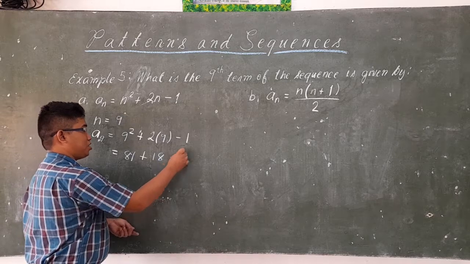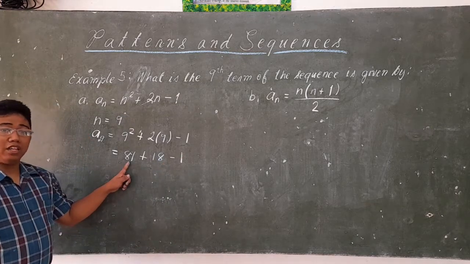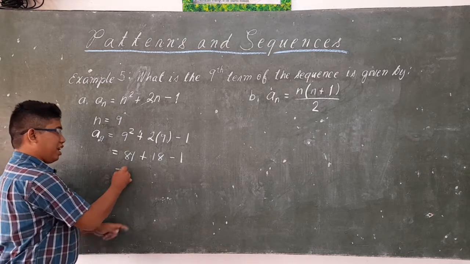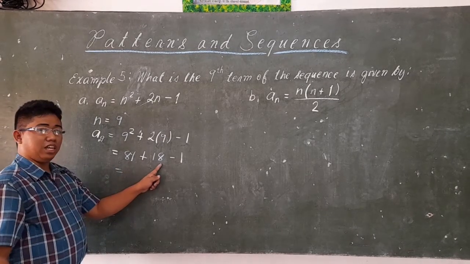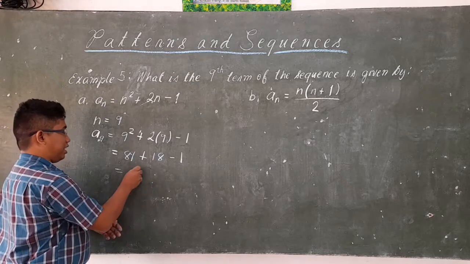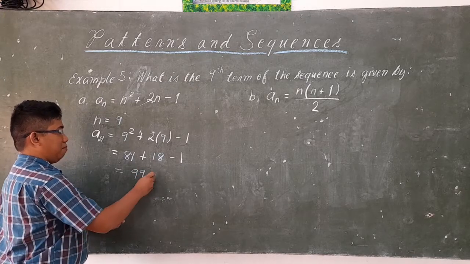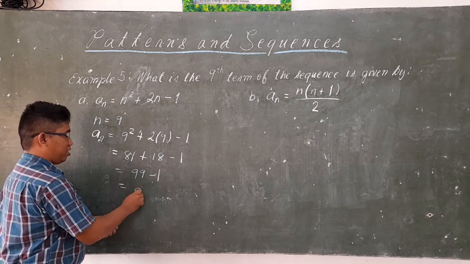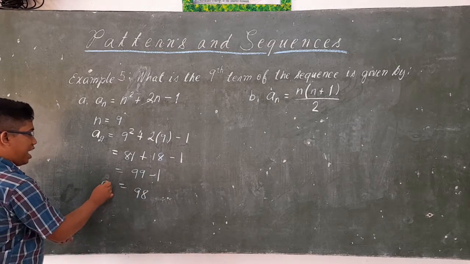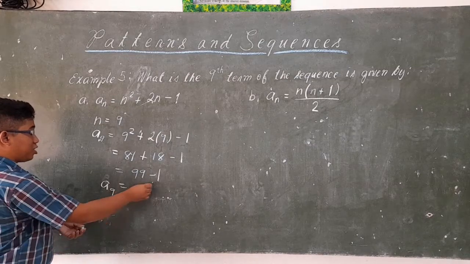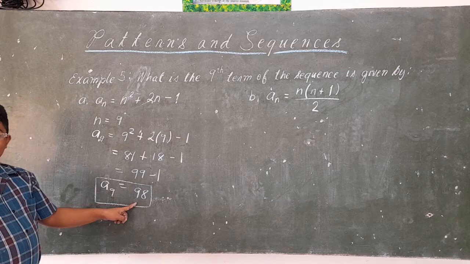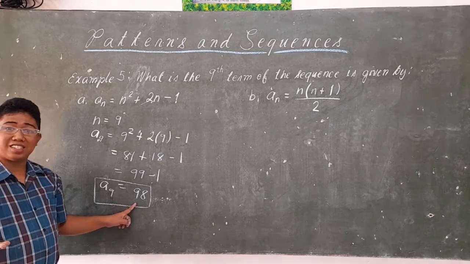18 minus 1. So apply the rule for PEMDAS, where addition and subtraction go left to right. 81 plus 18 is equal to 99. Then 99 minus 1 is equal to 98. Therefore, the ninth term of the given sequence whose general formula is this is 98. Did you really get it, students?